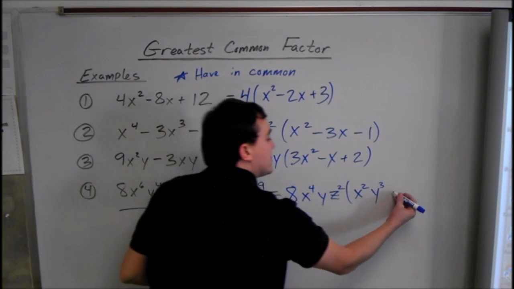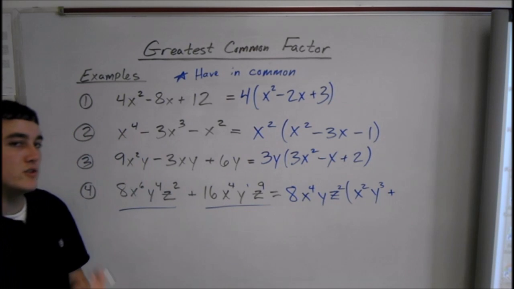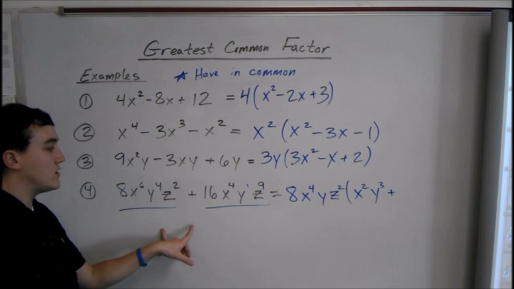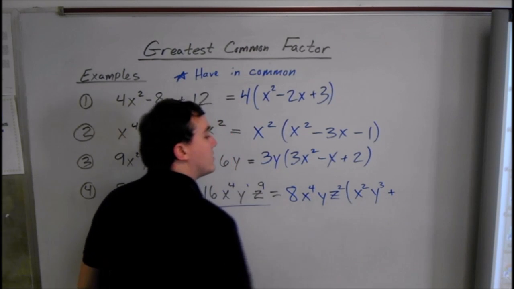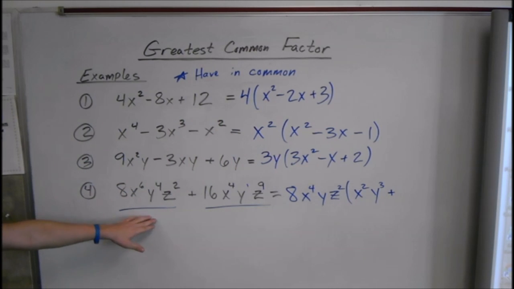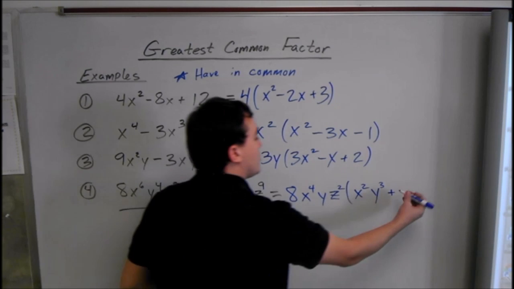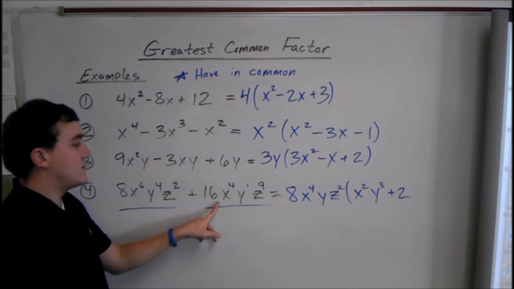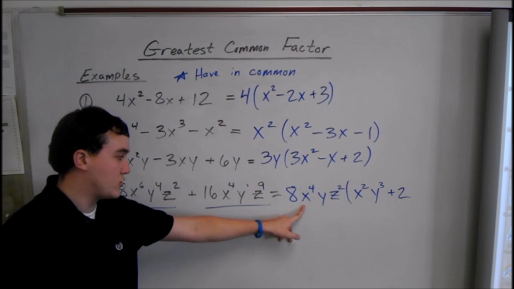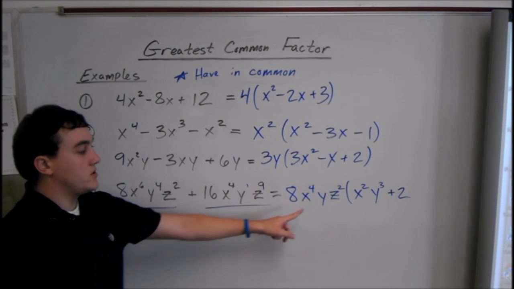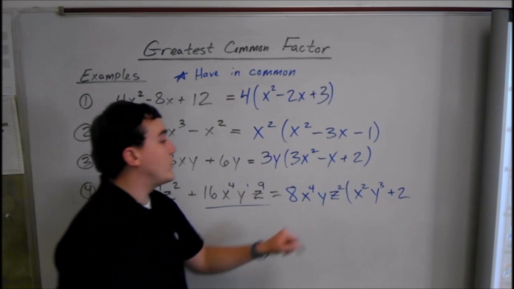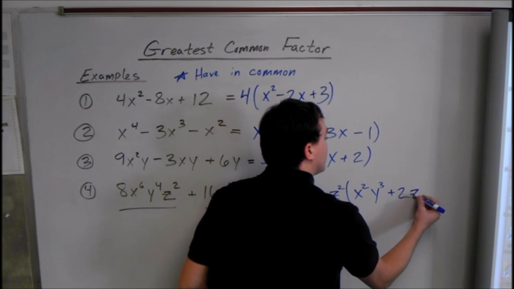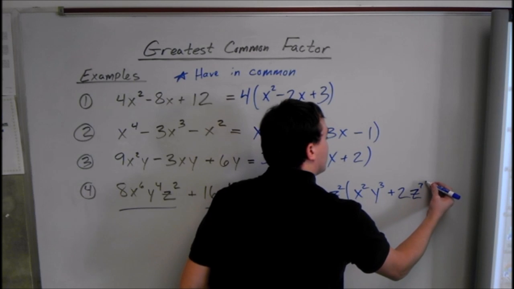Plus, now we're working on the second term. And remember, if you distribute this, you should go back to here. Alright, so you should be able to multiply this with what you get here to go back to here. 16 divided by 8 is 2. X to the fourth, we took away 4 x's. They're gone. Y to the first, took away a y. That's gone. We have 9 z's here, taking away 2. So we have 7 z's left here.